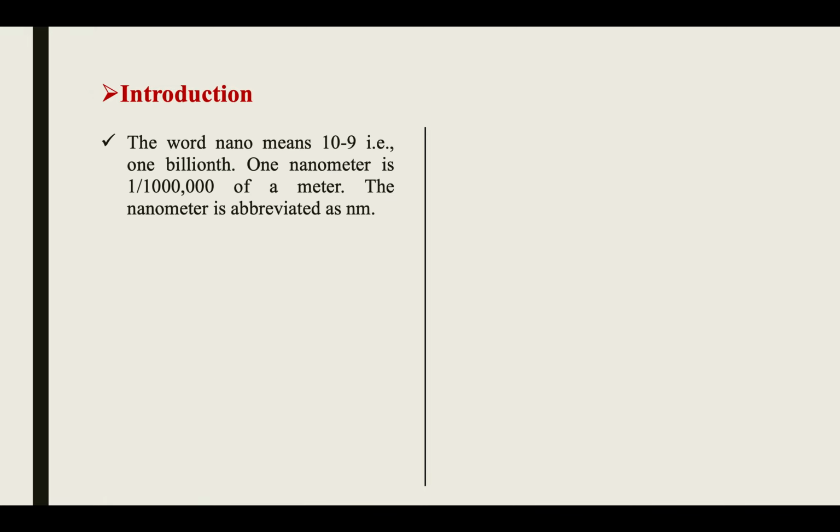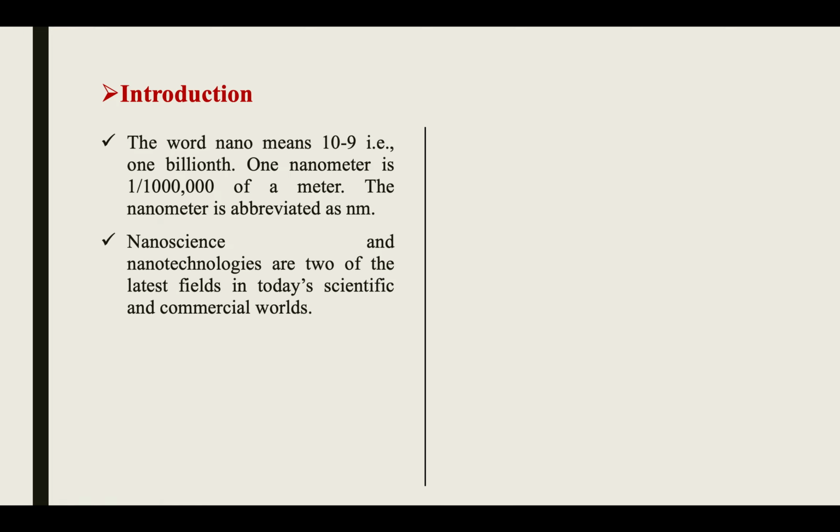Now, first we will see the introduction. The word nano means 10 to the power minus 9, that is, one billionth. 1 nanometer is one billionth of a meter. The nanometer is abbreviated as nm.